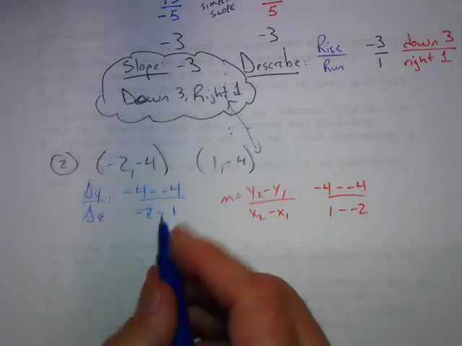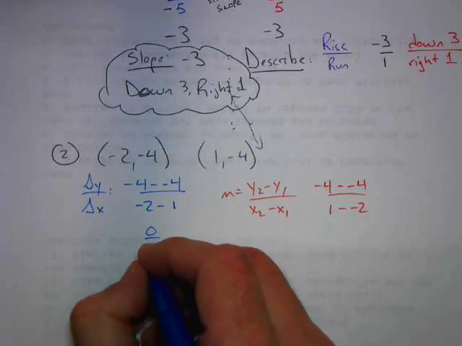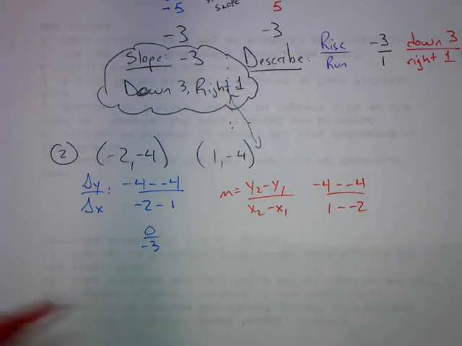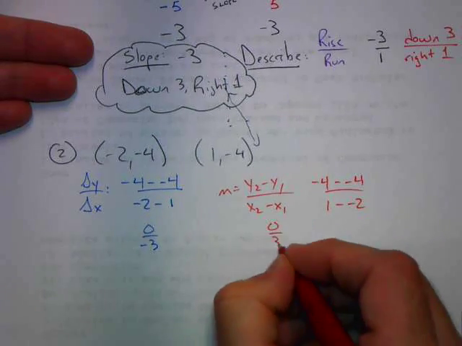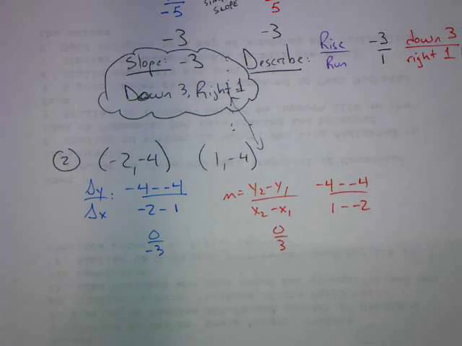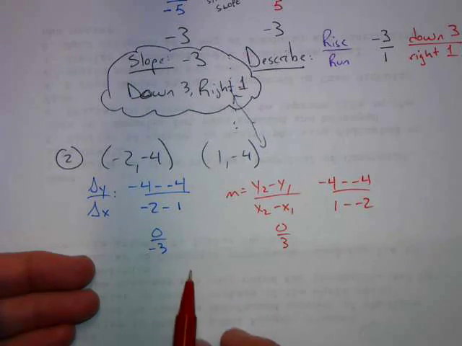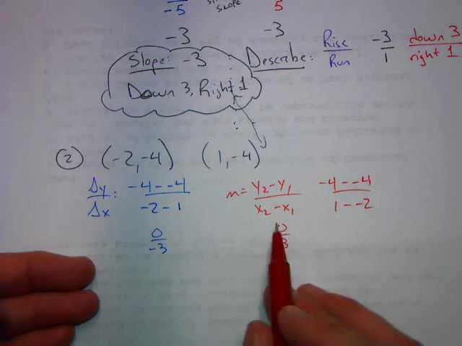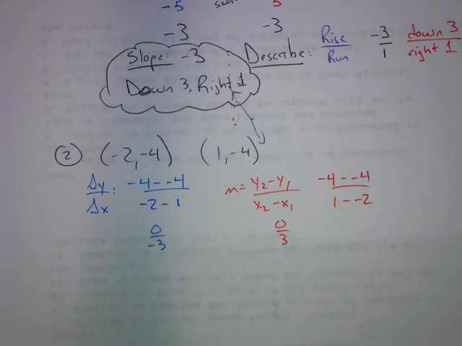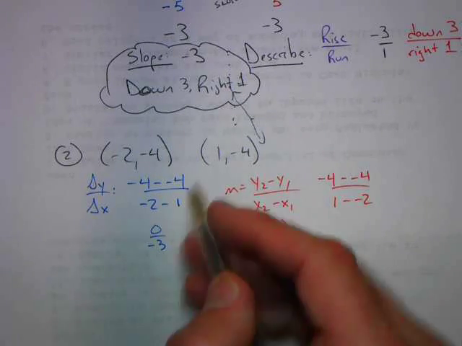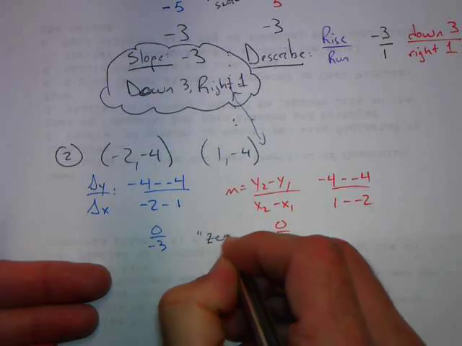And whatever we get to, we're going to get either 0 over negative 3 or 0 over positive 3. And what do we do with that if we're always going to simplify slope? Well, we try using a calculator. Punch this stuff in a calculator. 0 divided by negative 3. 0 divided by 3. What your calculator will tell you is 0. That gives you the number 0.